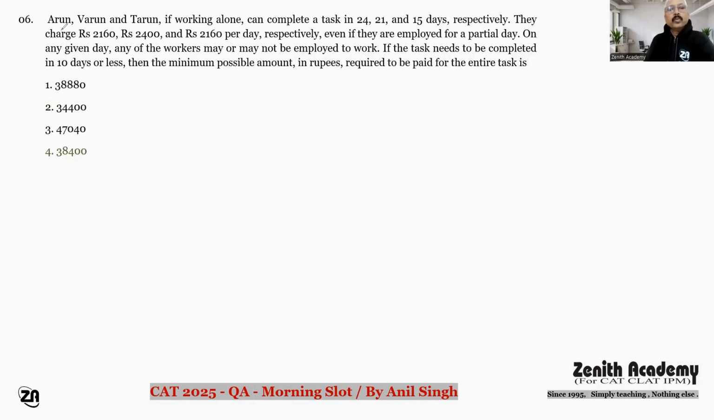Now the question is: Arun, Varun and Tarun, if working alone, can complete a task in 24, 21 and 15 days respectively. They charge rupees 2160, 2400 and 2160 per day respectively, even if they are employed for a partial day. On any given day, any of the workers may or may not be employed to work. If the task needs to be completed in 10 days or less, then the minimum possible amount in rupees required to be paid for the entire task.